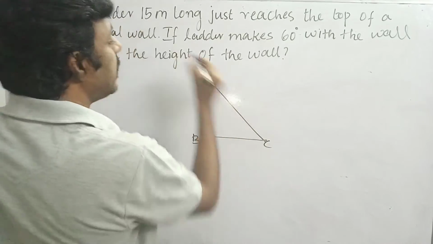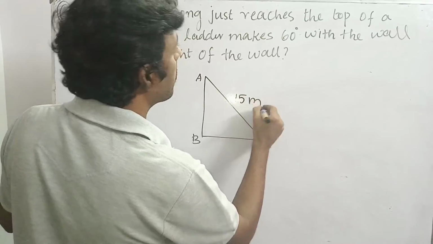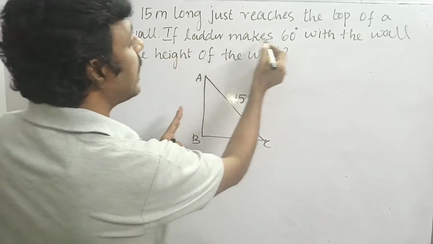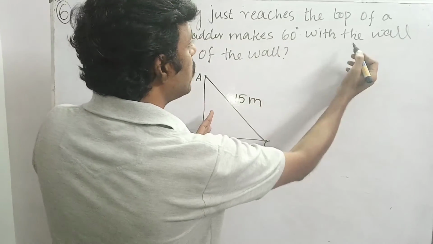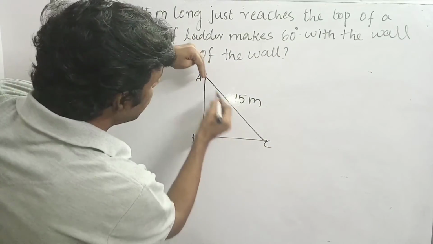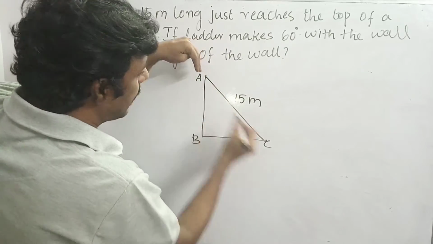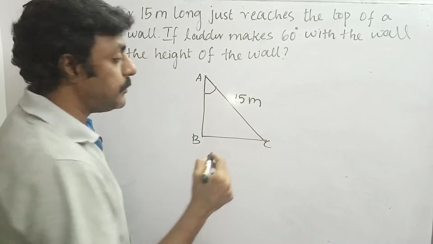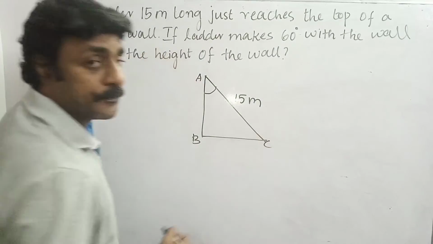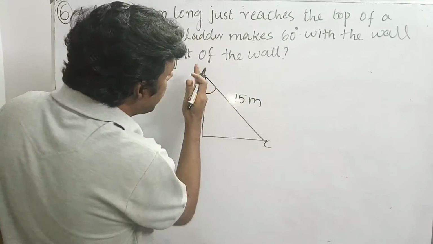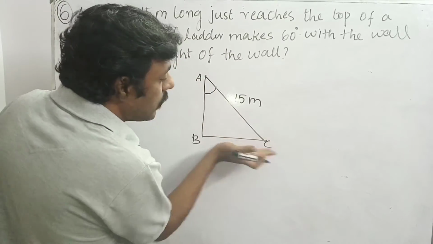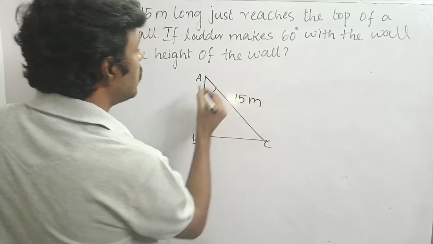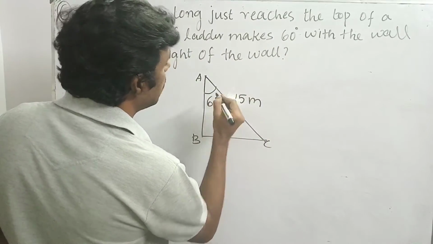The ladder is 15 meters long. It reaches the top of a vertical wall. This is a vertical wall. The ladder makes 60 degrees with the wall. Now in the previous problem you had the angle over here. Now this ladder is making an angle with the wall and not with the horizontal level of the ground. So this angle will be 60 degrees with the wall.